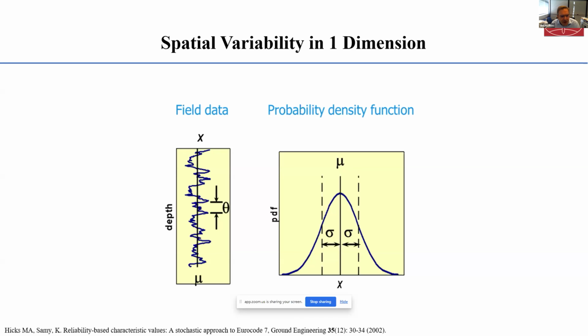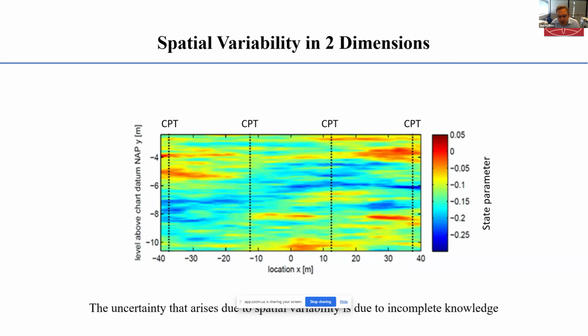Perhaps a better illustration of the scalar fluctuation is to show this picture here. So this is a picture of spatial variability in 2 dimensions. And what we're looking at here is the spatial variability of state parameter of a uniform sand layer. State parameter, of course, is something which is similar to relative density. And this uniform sand layer comes from the extension at the port of Rotterdam in the Netherlands. And what you see in this picture here are the locations of 4 CPTs. And what you can see is that this uniform sand layer, again, is anything but uniform.